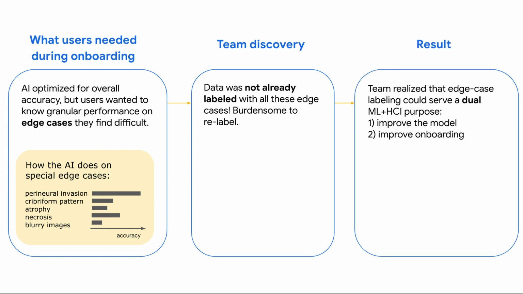Ultimately, the team realized that labeling subpatterns and edge cases could actually serve a dual purpose. It could help improve the model, and it could help provide transparency on edge cases during onboarding. This reflection raised awareness about how labeling subpatterns and edge cases could be mutually beneficial moving forward.